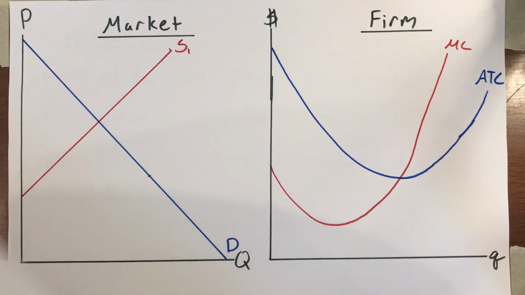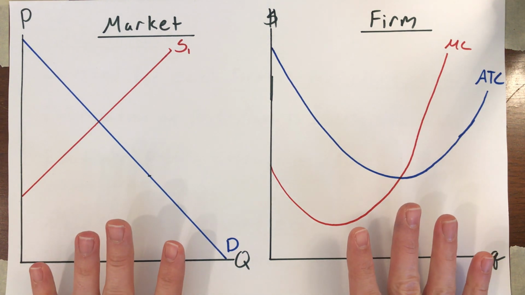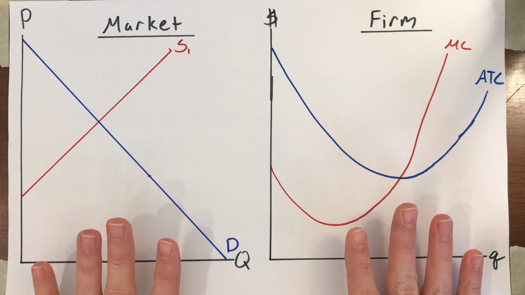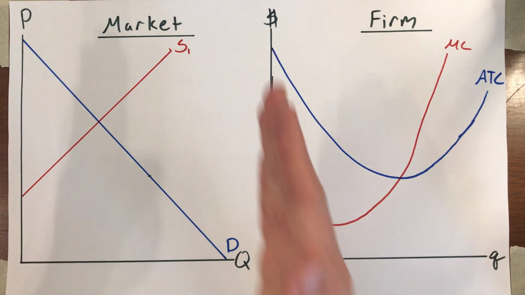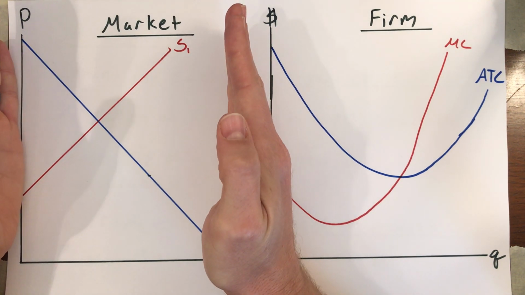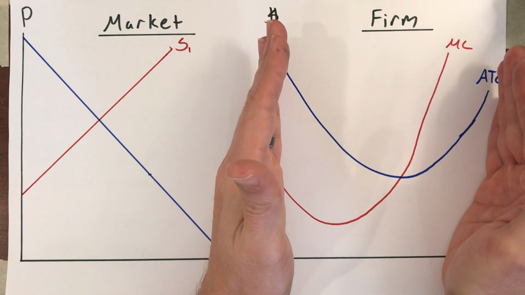And now we're going to go through the graphs of a perfectly competitive market and talk about where the market settles in the long run. When you're talking about firms in a perfectly competitive market, it's important that you split your analysis between what's happening at the market level and what is happening at the firm level.